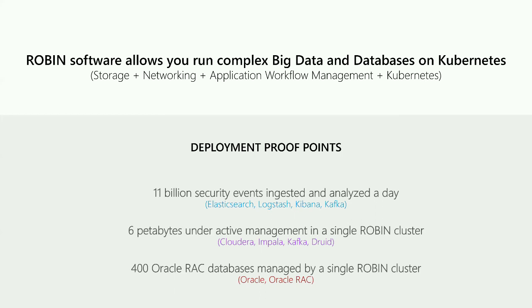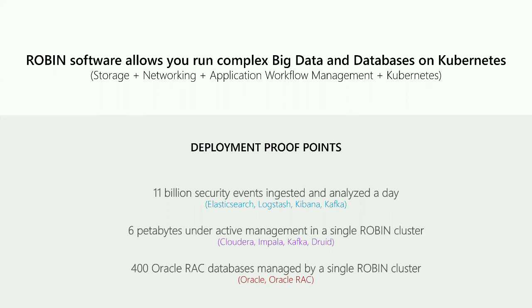It runs Elasticsearch, Logstash, Kibana, and Kafka on Kubernetes, enabled through Robin, through our storage and all the innovations that we bring. I'm going to talk about that later. Then the next one is, again, an analytics company that is running a Cloudera, Impala, Kafka, and Druid-based data analytics pipeline. Look at this, right? We are actually running a 6 petabytes Cloudera cluster on Kubernetes.